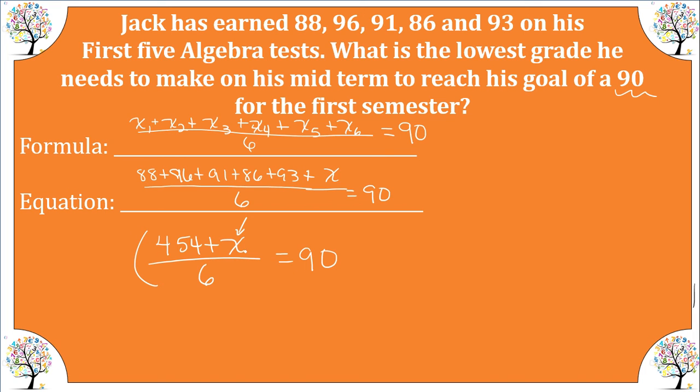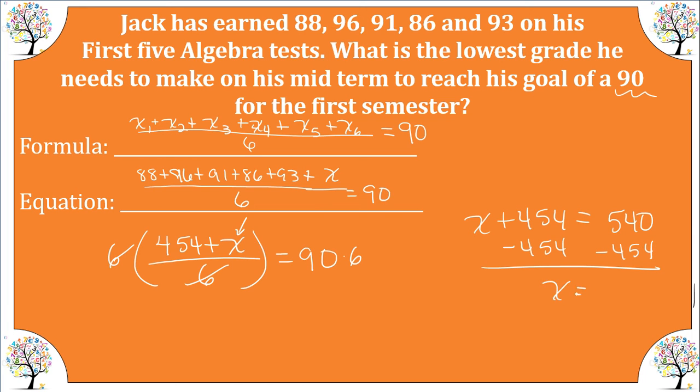So we need to get rid of the division by 6. So we're going to multiply both sides. And we get x plus 454 is equal to, so 90 times 6 is 540. We're going to subtract out the 454. And the lowest grade that Jack needs to make is an 86.